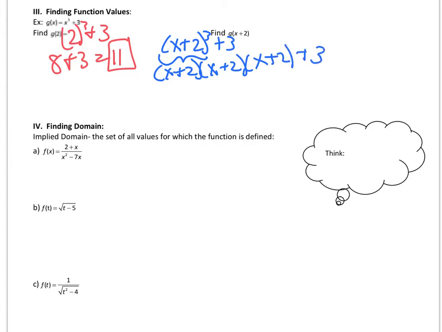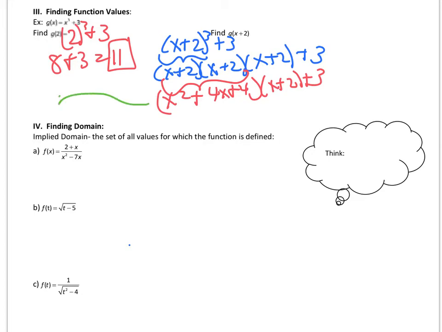everything out. So we're going to do these two together first. This is x squared plus 4x plus 4, if you FOIL it out, times x plus 2, plus 3. This gives me x cubed plus 2x squared plus 4x squared plus 8x plus 4x plus 8 plus 3.